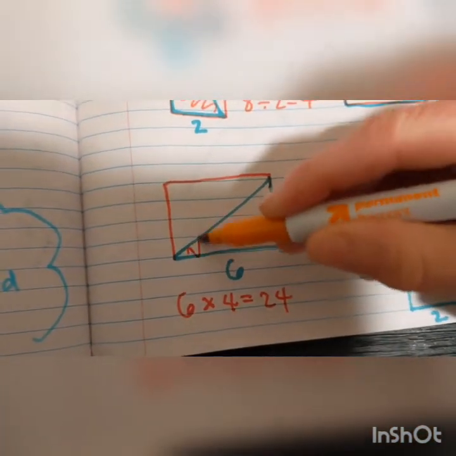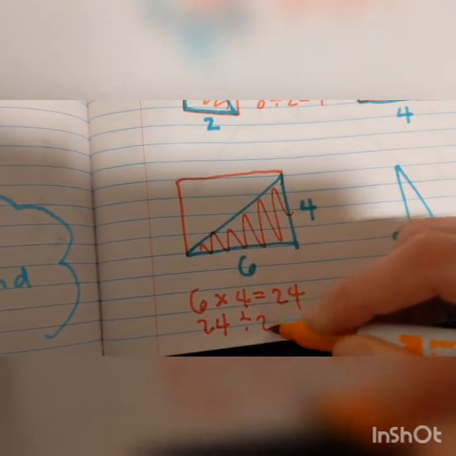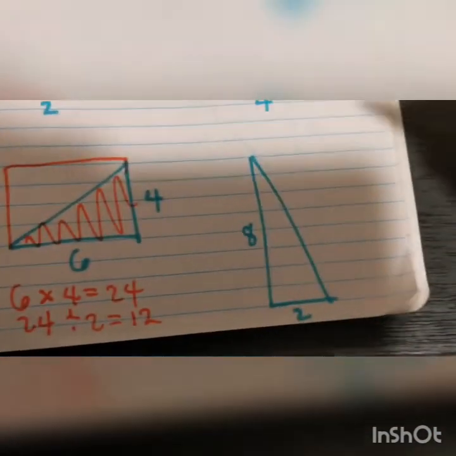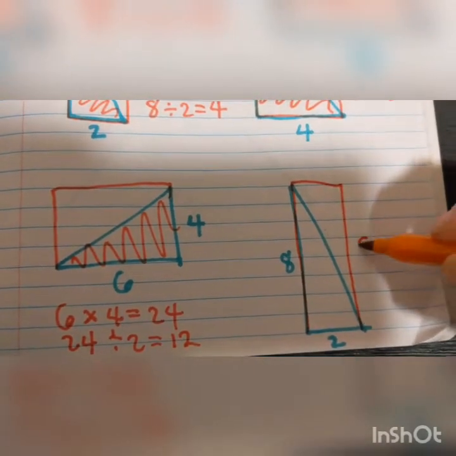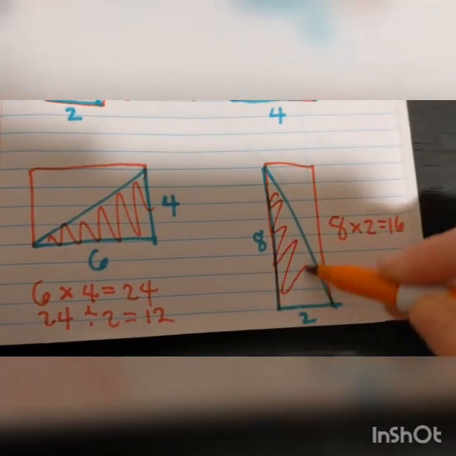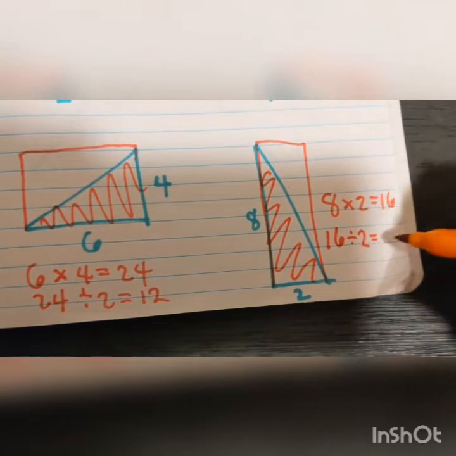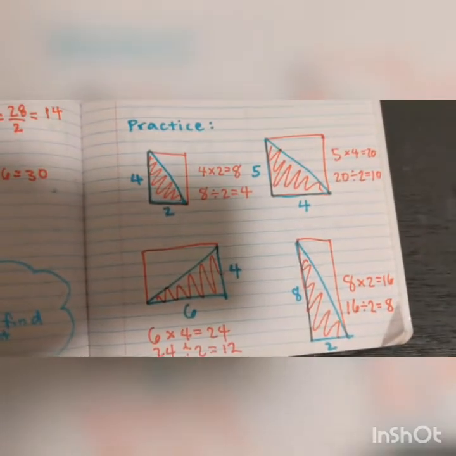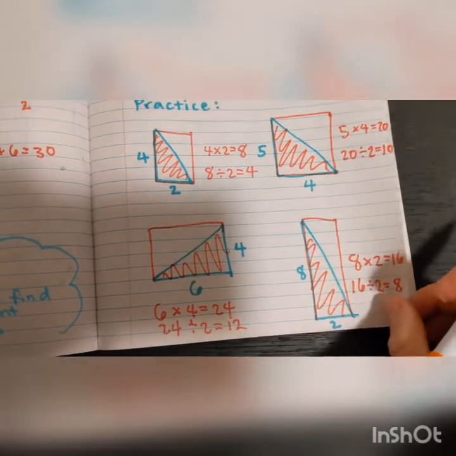The triangle is just half of that area. And that's the area of the triangle. The last one, I have a rectangle that I can imagine that's 8 by 2. The triangle is half of that. So that's the area of my triangle. Again, you can go back and double check your work. And then we'll move on.